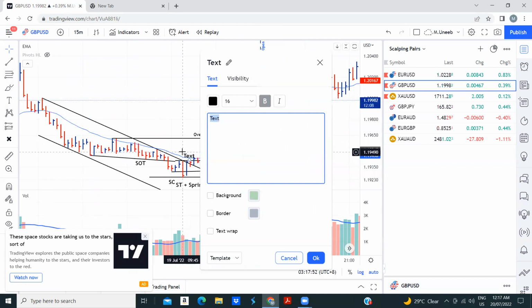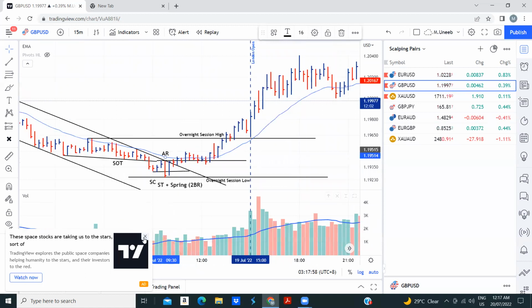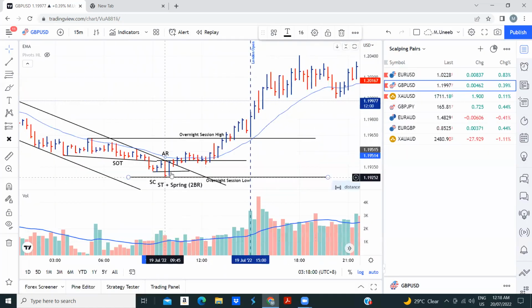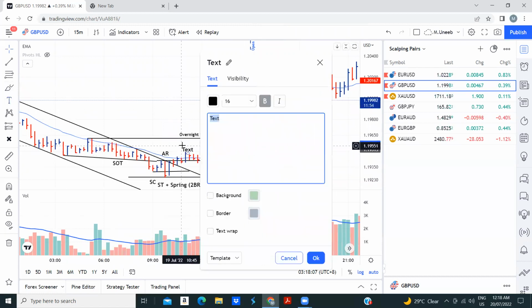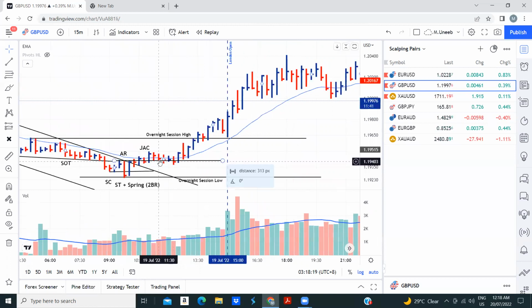So we have this AR, and if this is the AR, then this one is on increasing volume. As you see, as the price breaks through the channel, we have increasing volume, increasing spread. So this must be the JAC, of course. This is JAC, and I told you after JAC, the price pulls back to this level, this SOT line, and tests it multiple times.